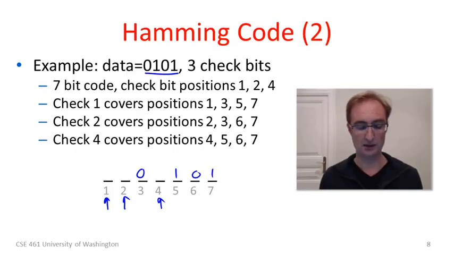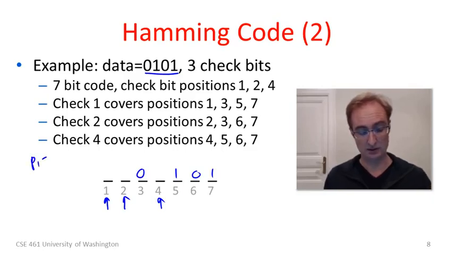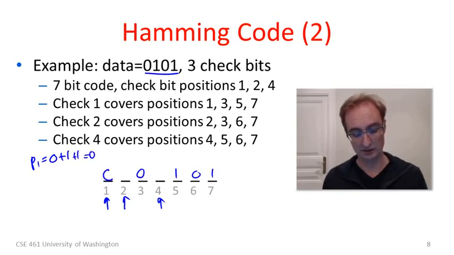Now let's compute some of these parity sums. The check bit in position 1 is going to cover all other positions which have a 1 in their binary expression. That's going to be 1, 3, 5, and 7. That's P1. We can ignore the 1 itself because there's nothing in it yet. We're going to add the 3, the 5, and the 7. 0 plus 1 plus 1 is equal to 0. We'll put a 0 in here.